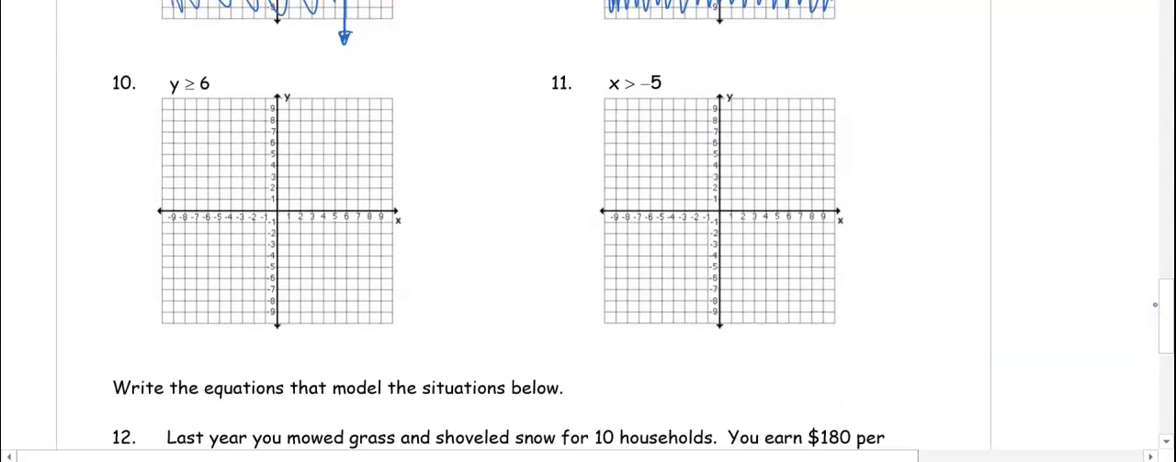In number 10, we have y is greater than or equal to 6. So we're going to have a dot at 6 for y. It's going to be a solid line because it's a greater than or equal to, so it's a solid line. And then we're going to shade above.